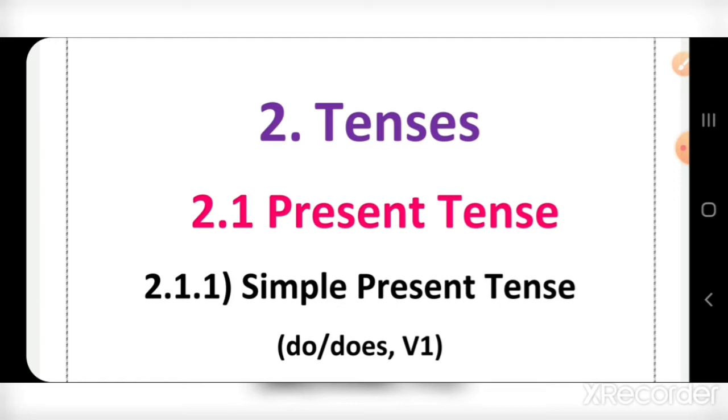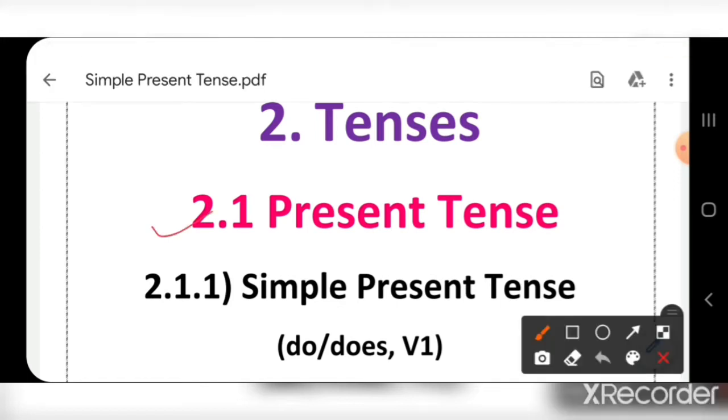Now there are three main tenses: present, past and future. So today we are going to learn the first tense, that is present tense. Now in all these three main tenses there are subtypes. So the first subtype we are going to learn from present tense, that is simple present tense.